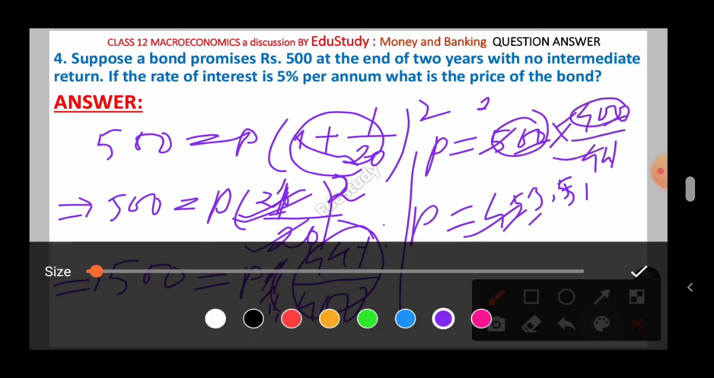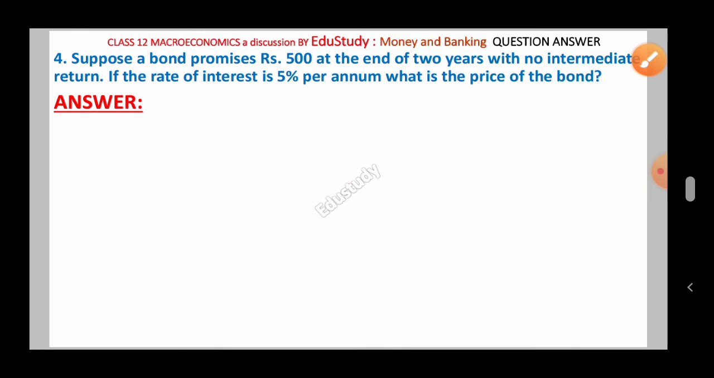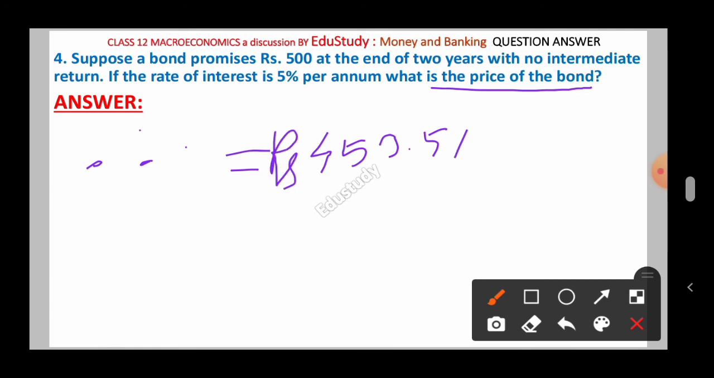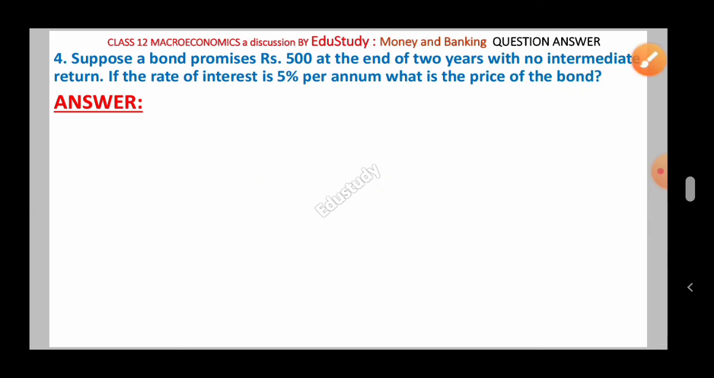And then at the end of this answer, you have to write: therefore the price of bond equal to 453.51, and before this you have to write the rupees sign here. So this is the answer of this question. And let's come to question number 5.